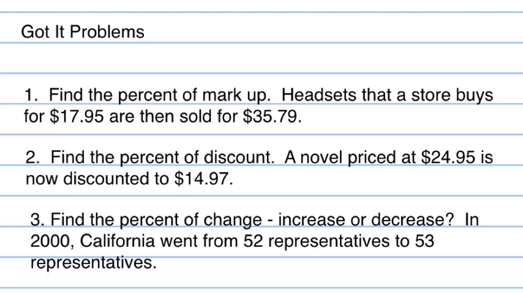And number 3, find the percent of change and state if it's an increase or a decrease. In 2000, California went from 52 representatives to 53 representatives. And what is the percent of change? Remember to do your two steps. You must do the subtraction first in order to find the difference between the two numbers. And then you find your percent. And as in the third one, you need to tell me if it's an increase or a decrease.